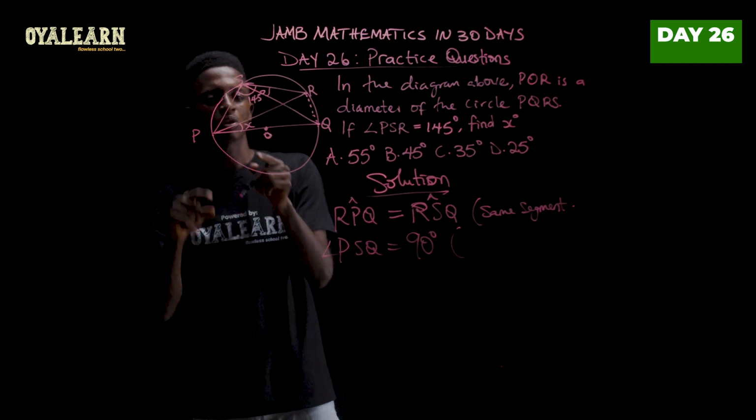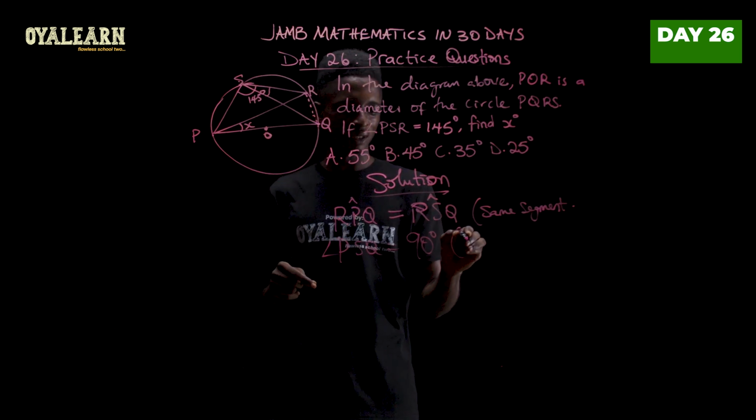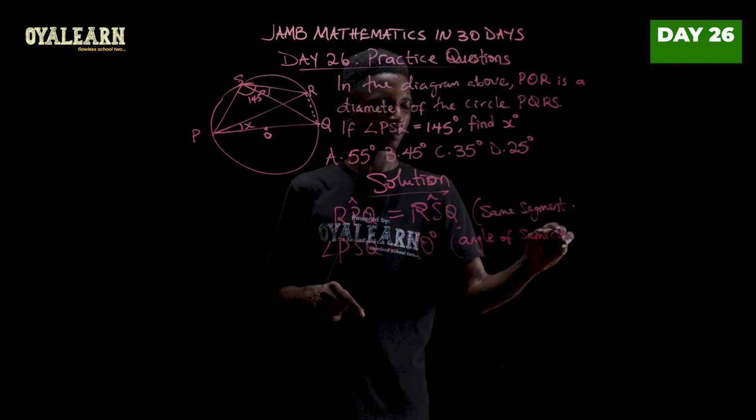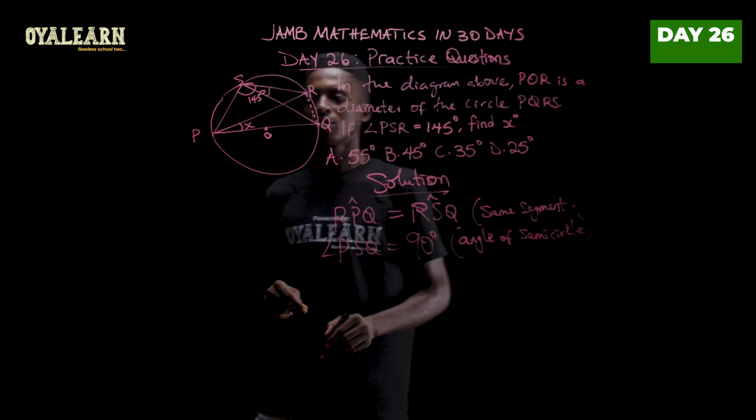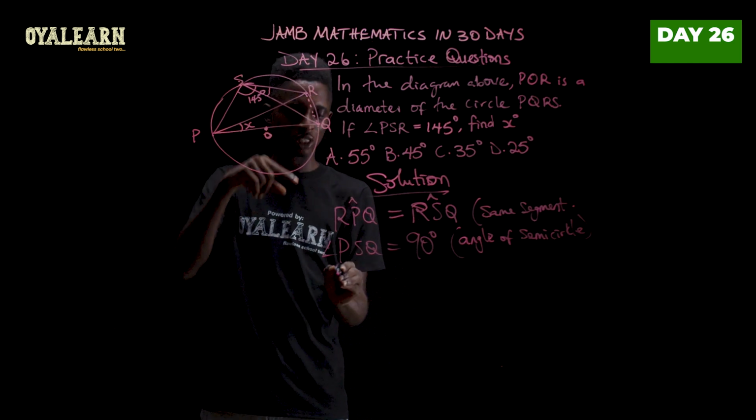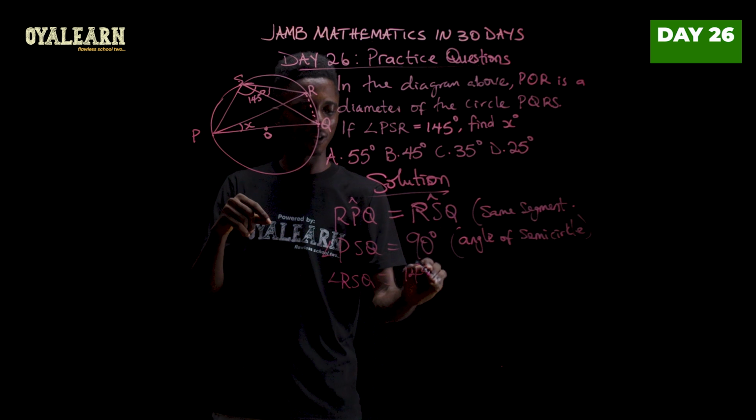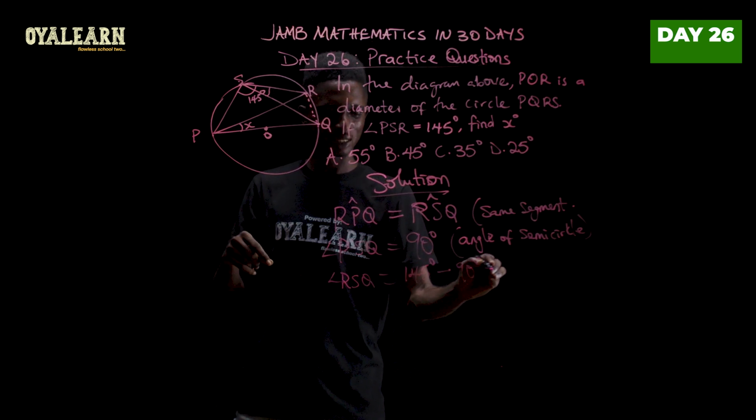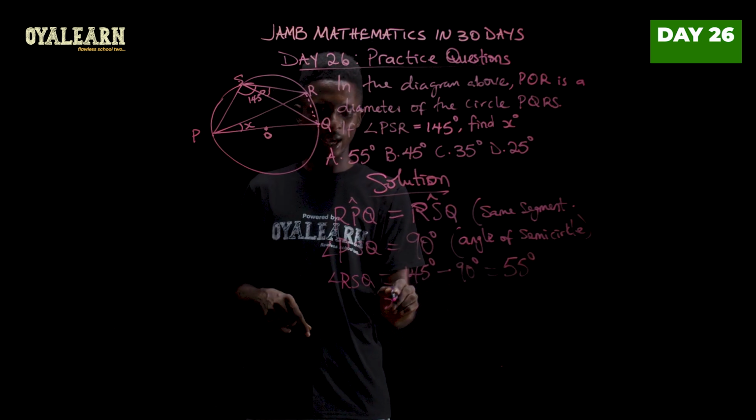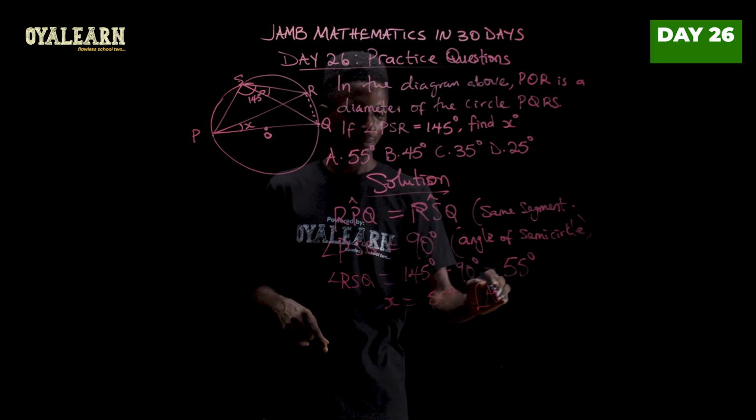Now the reason is because you see that what we have here is a diameter, and the angle in a semicircle is 90 degrees. So if that is the case, to get this remaining part, the RSQ is going to give us 145 degrees minus 90 degrees. And when we do that, we get 55 degrees. So therefore, X is also 55 degrees. So the correct option here is A.